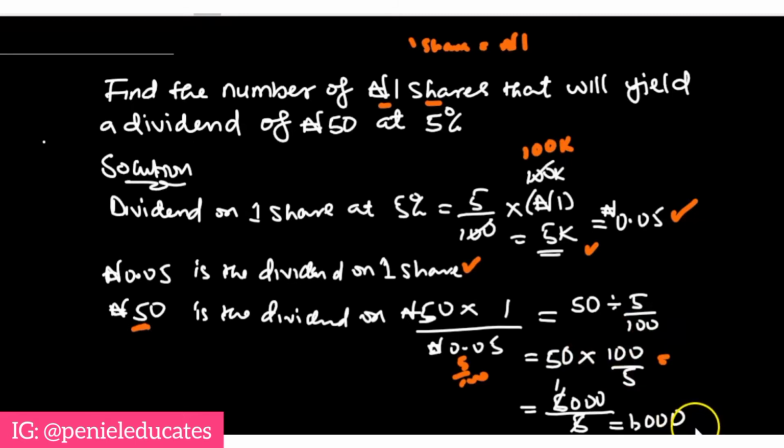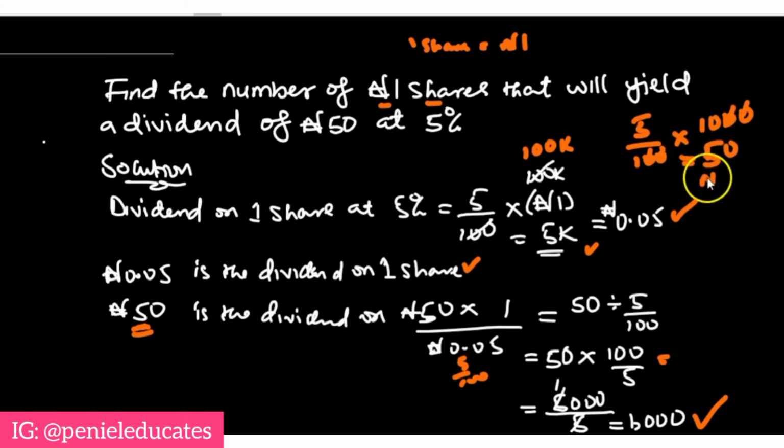It's going to give you 1,000 shares. So that means you need to buy 1,000 shares for you to get 50 naira worth of dividends. You can verify it: 5% of the 1,000 shares should give you 50 naira, which is the same thing as this particular one. So the 1,000 shares is going to give us 50 naira dividends.